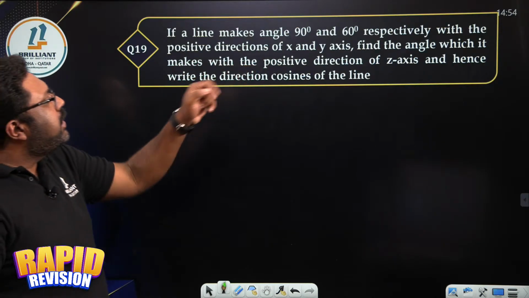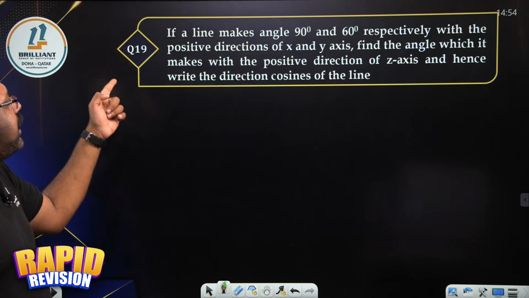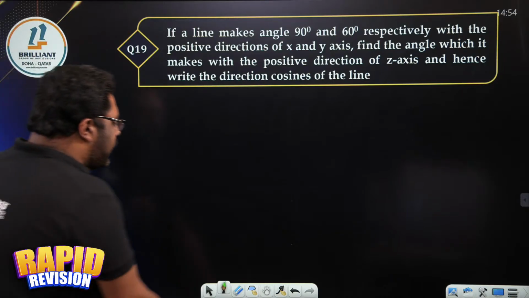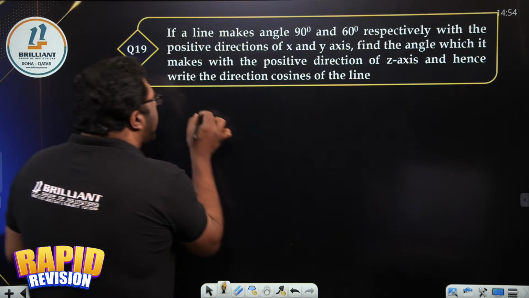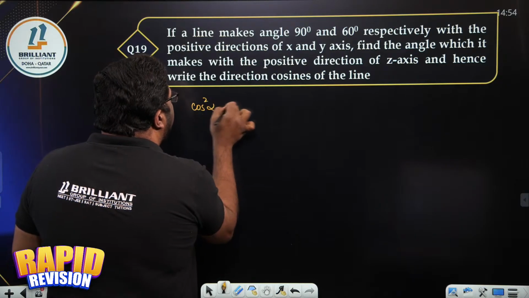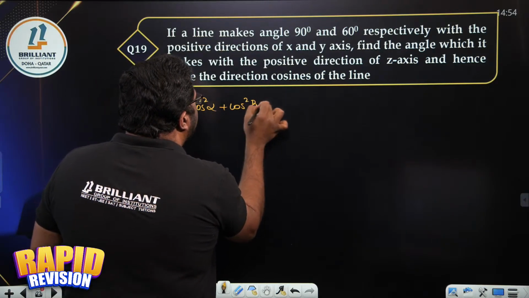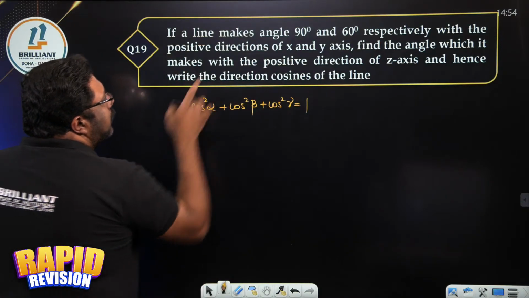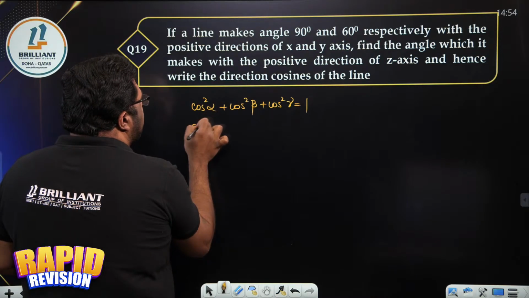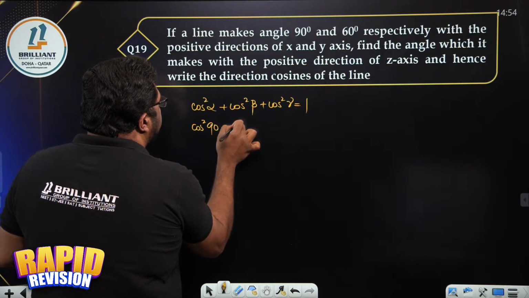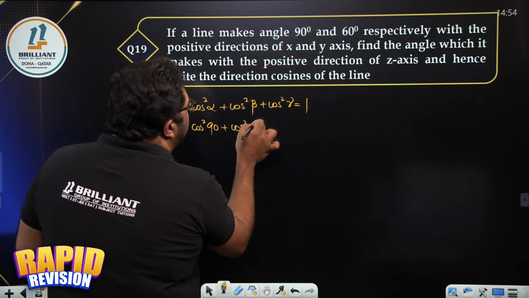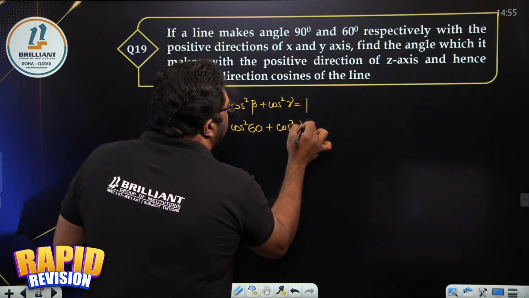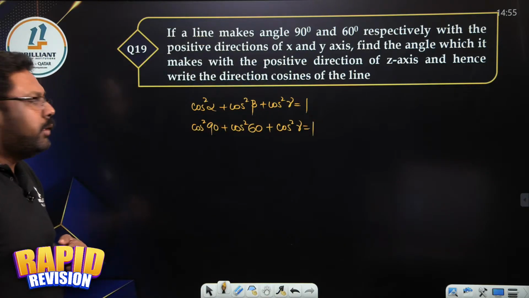If a line makes 90 degrees, 60 degrees respectively with each of the axes x and y, then what is the angle made with the z-axis? Just now we said cos squared alpha, cos squared beta, cos squared gamma is 1. First angle 90 degrees, cos squared 90. Second angle 60 degrees, cos squared 60. Third angle cos squared gamma equal to 1.